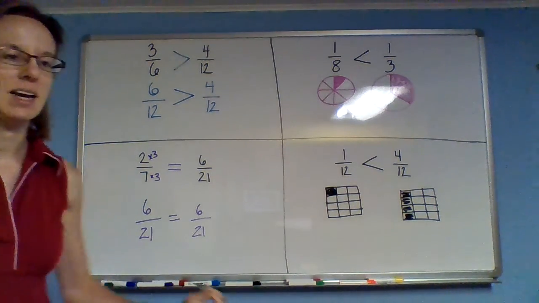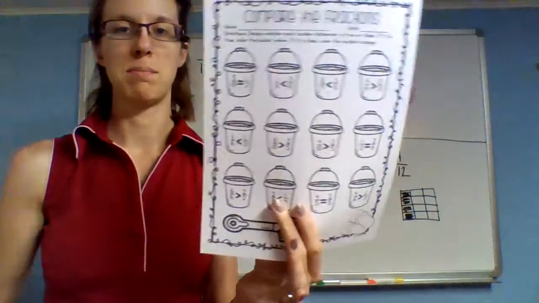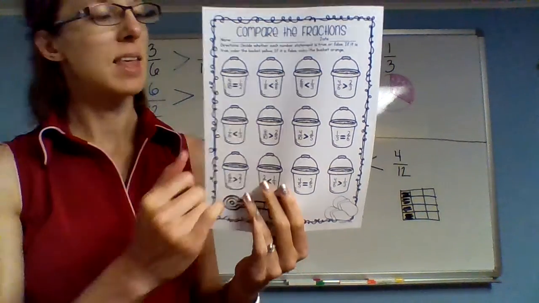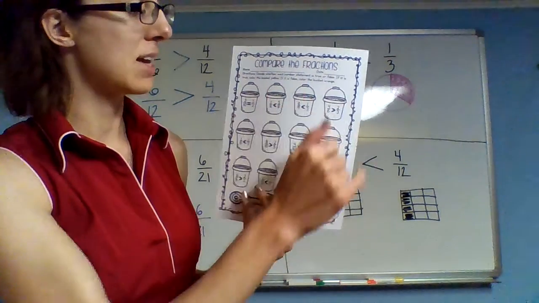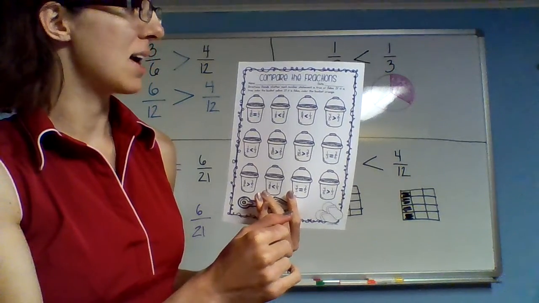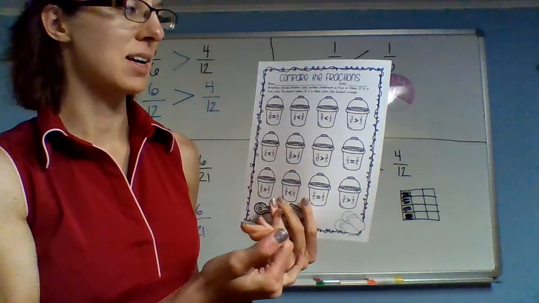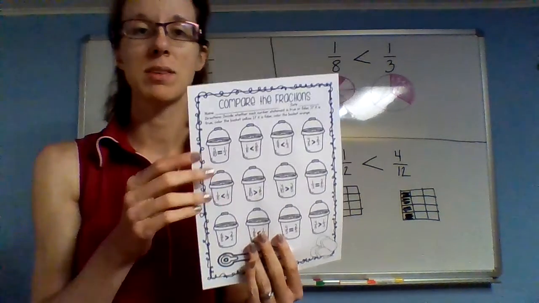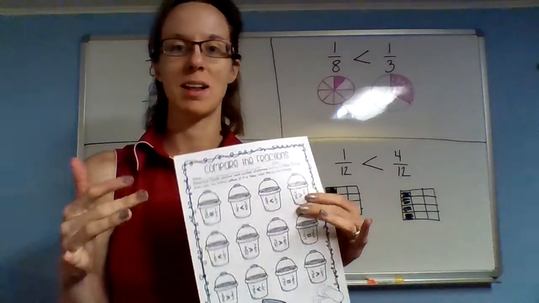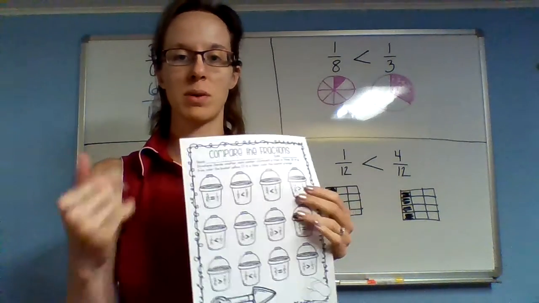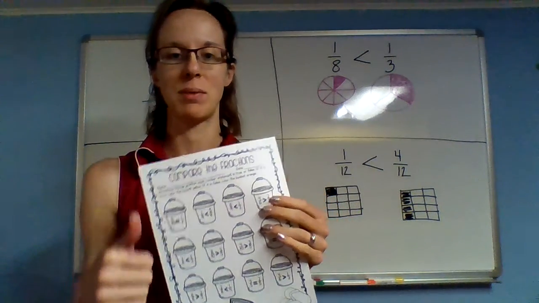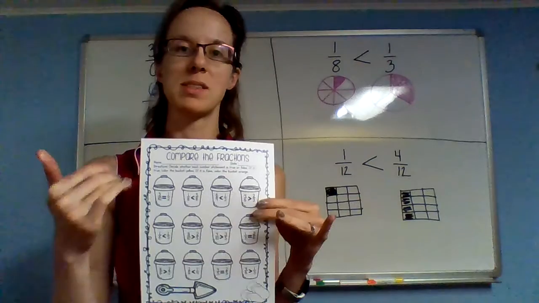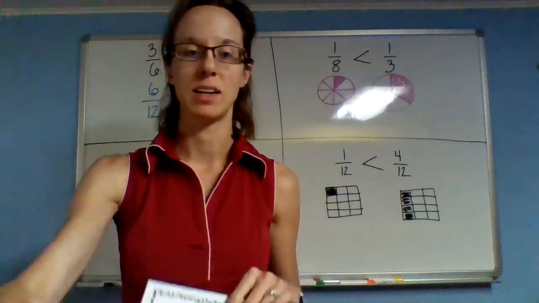In your packet today, you have a compare the fraction bucket activity. It looks like this. They've already drawn in compare signs in between. You need to decide if those compare signs are correct and color the bucket yellow. If they're incorrect, color the bucket orange. If you don't have those colors to color with, you can pick 2 other colors to color with, or circle the ones that are true and cross off the ones that are false. Somehow mark which ones are correct and which ones are incorrect.